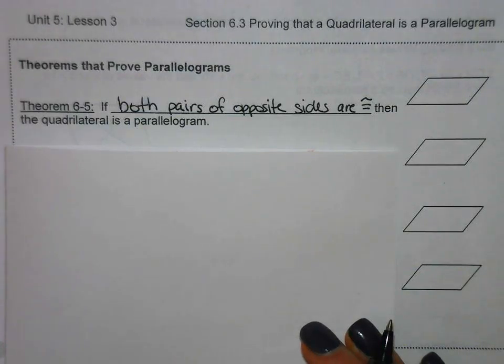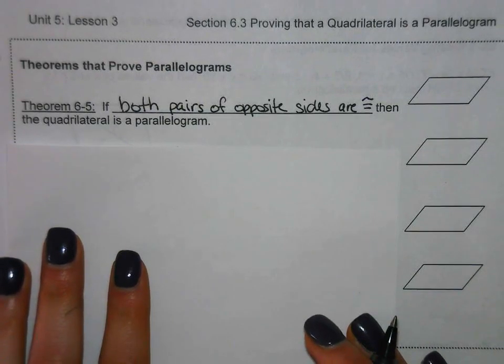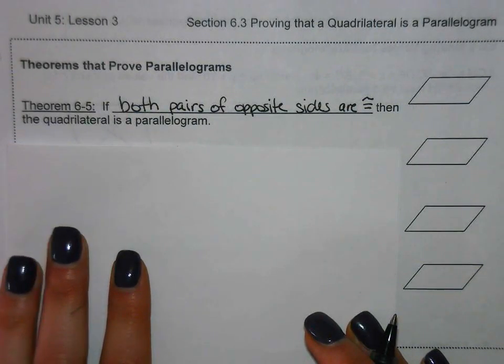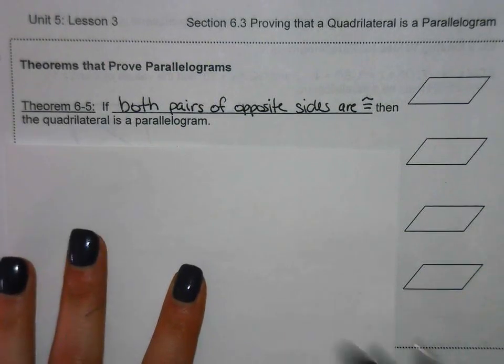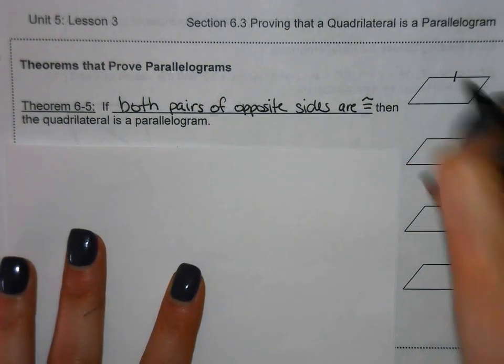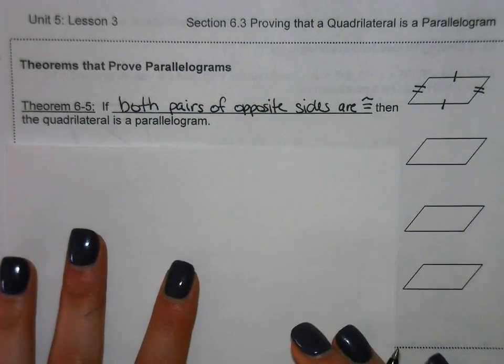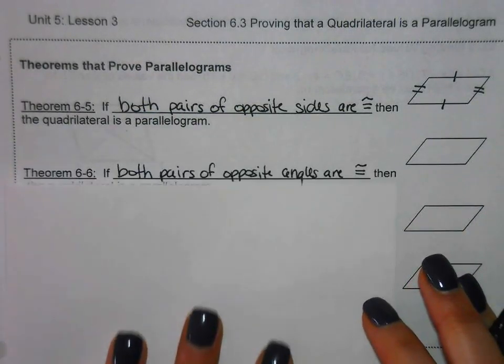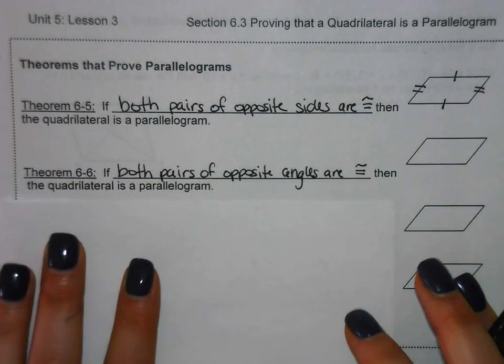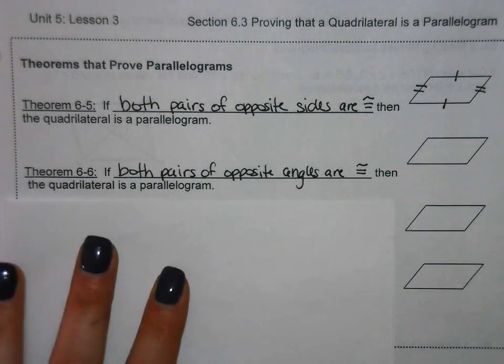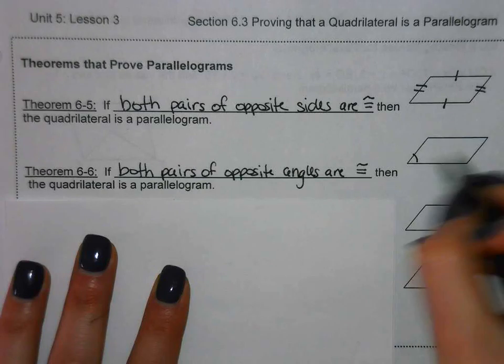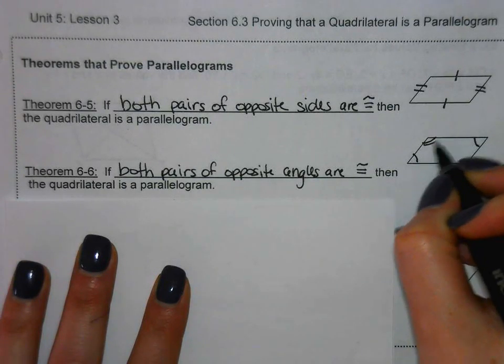Today we're going to be proving that a quadrilateral is a parallelogram. So theorem 6.5 states that if both pairs of opposite sides are congruent, then the quadrilateral is a parallelogram. So if both of our opposite sides are congruent, we know that they will be a parallelogram. Theorem 6.6 states that if both pairs of opposite angles are congruent, then the quadrilateral is a parallelogram.